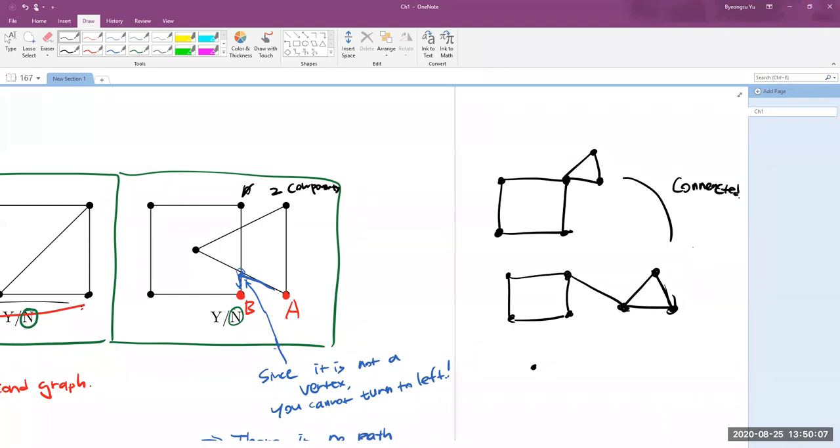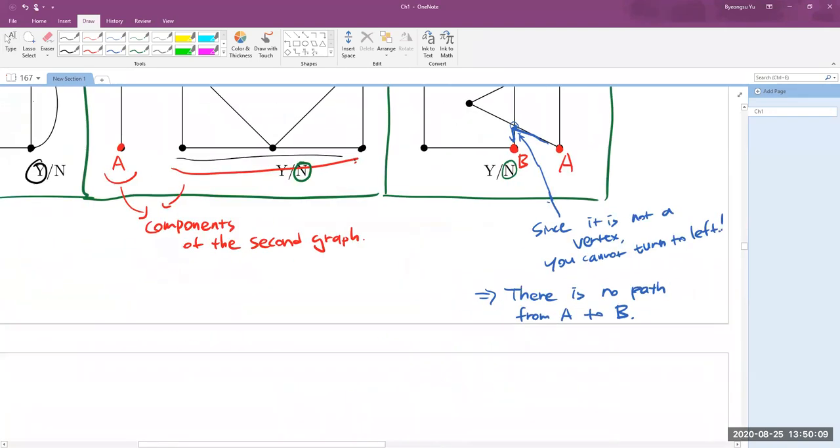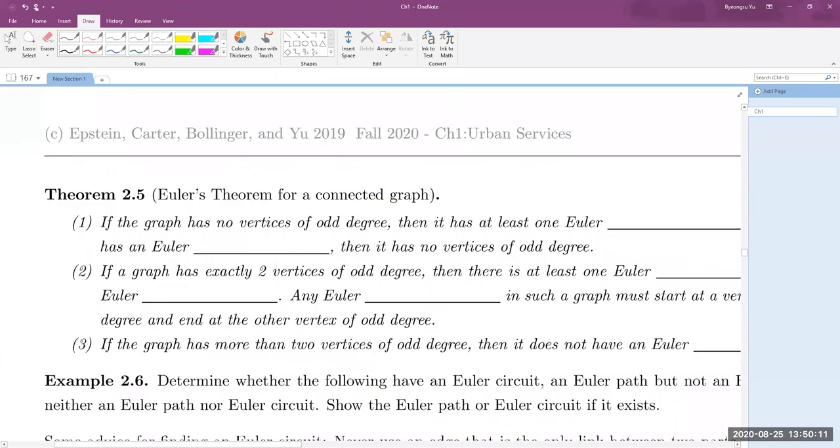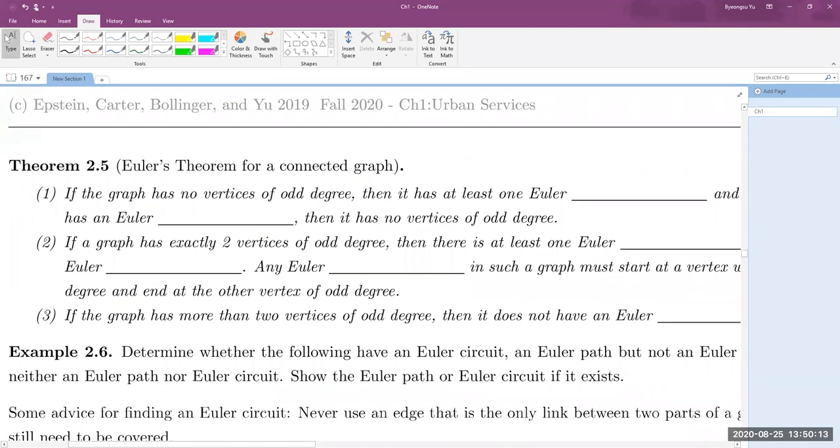Great. Okay, so let's talk about the theorem. That's actually what Euler found out 200 years ago. There are basically three cases for whether we can find an Euler circuit, an Euler path, or no Euler path or no Euler circuit. The first case is when the graph has no vertices of odd degree.